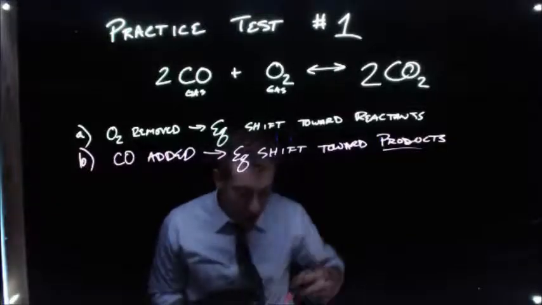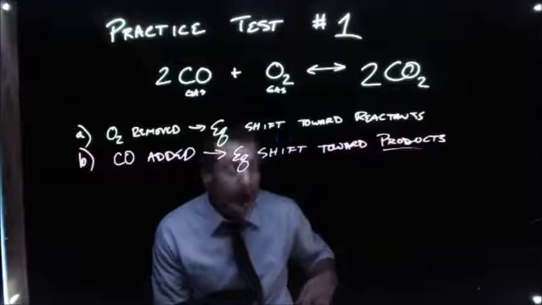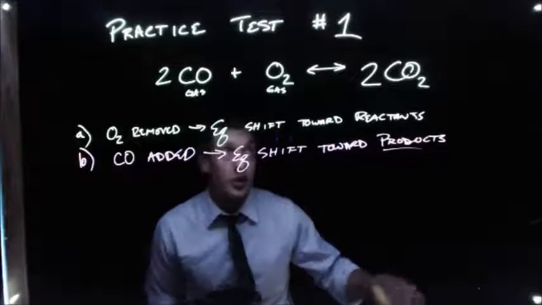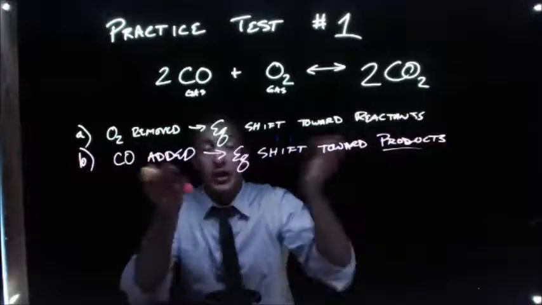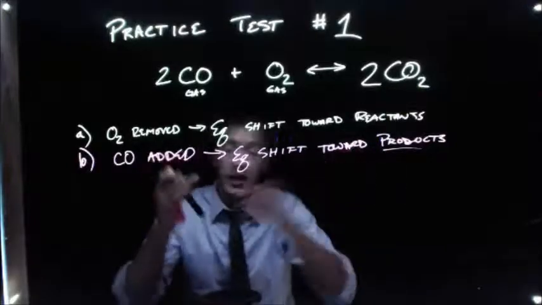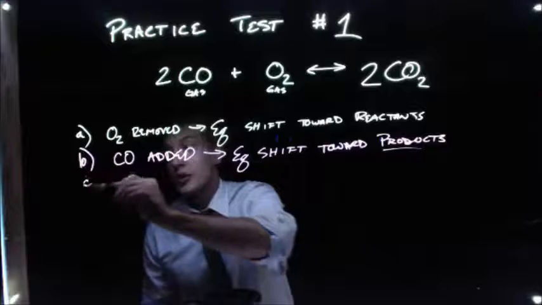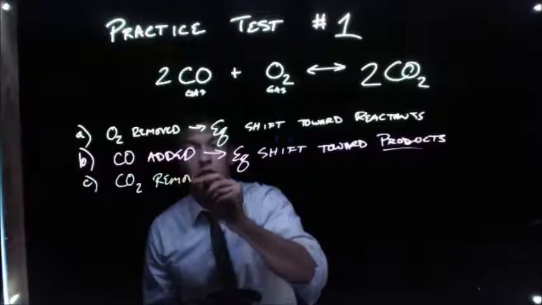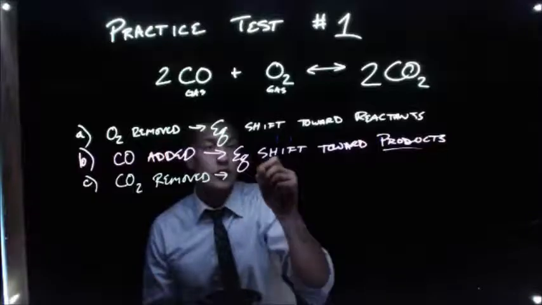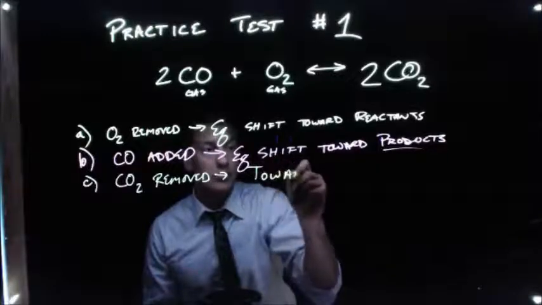All right, C, which way will the equilibrium shift if carbon dioxide is removed? So just like we saw when the oxygen was removed, if you take away something, the equilibrium is going to try and replace that thing that was removed. So on C, if CO2 is removed, then it's going to shift toward the product.